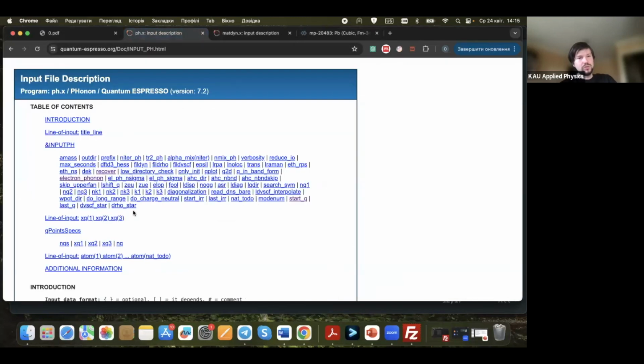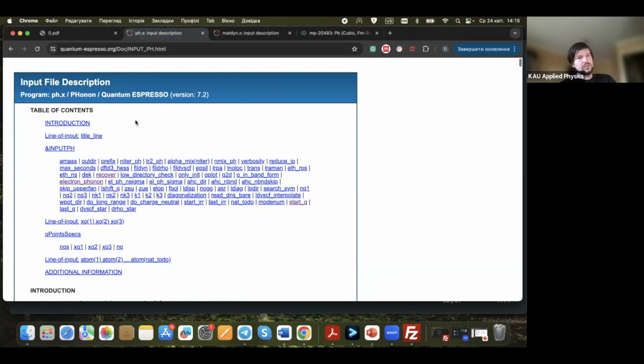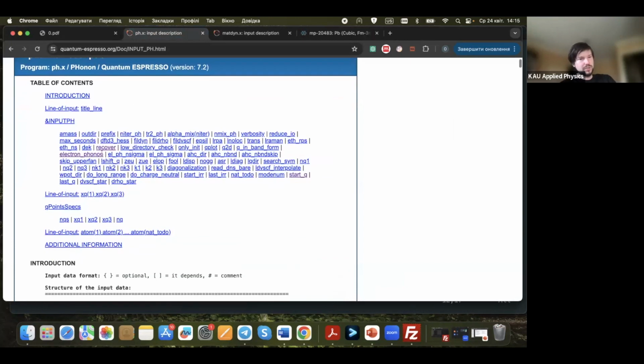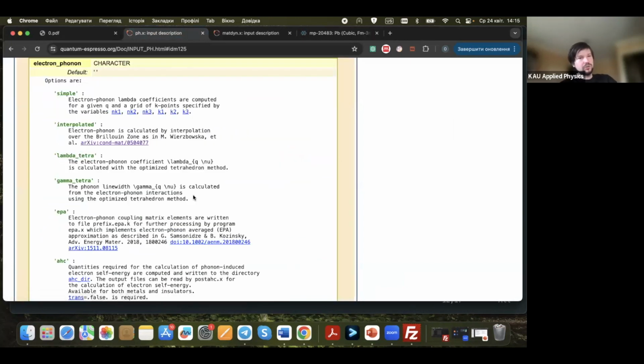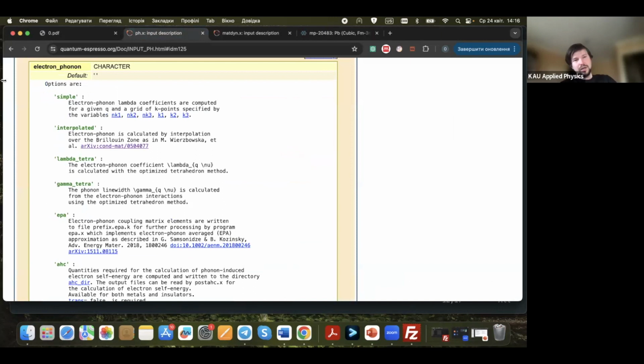If I go to this input, to this ph.x description, I can see for electron-phonons that we have a lot of options. Yeah, we have interpolated. It is one of the most common things. So we take this Brillouin zone, then we calculate the electron-phonon coefficients at some points in k-points, and then they are interpolated by some algorithms.